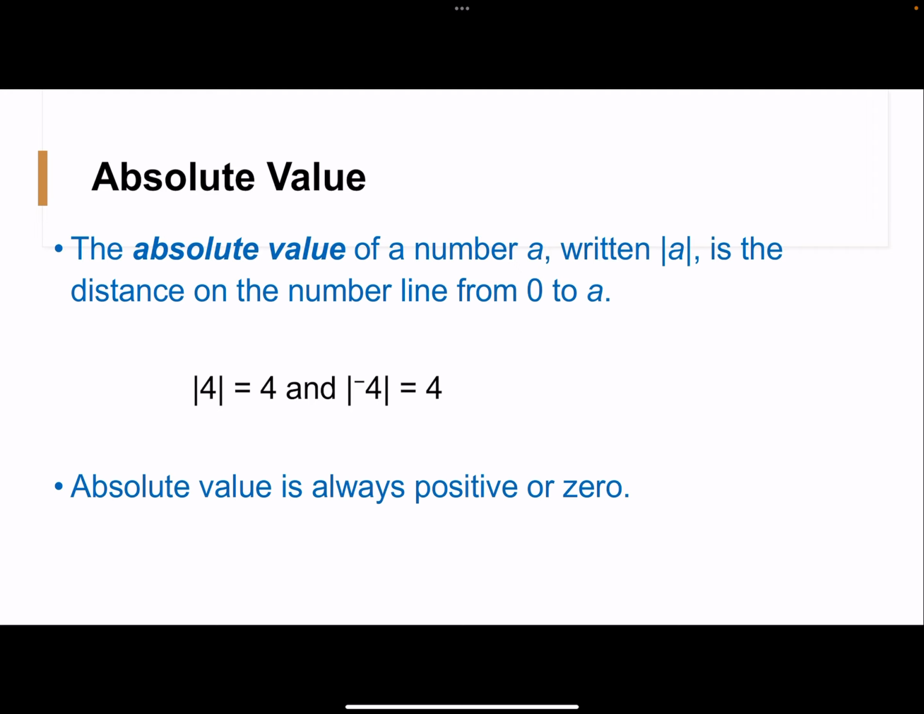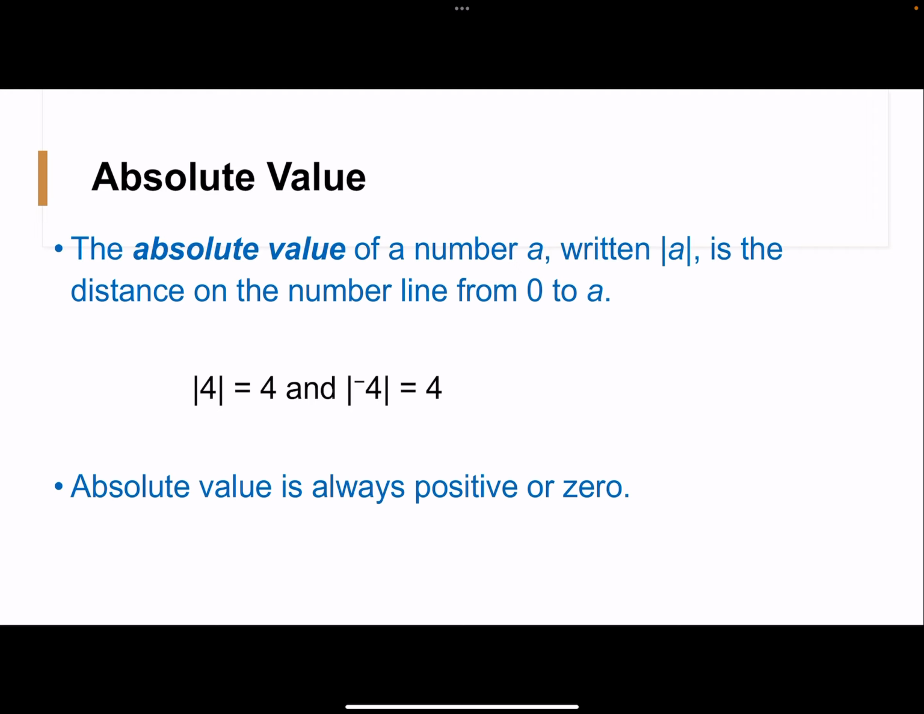You want to make a connection between absolute value being distance. When you make that connection, you're emphasizing that because absolute value talks about how it is the distance a number is from 0 on the number line, distance can never be negative. I may walk backwards to Walmart, but I've still walked the distance. Absolute value will always be positive or 0.